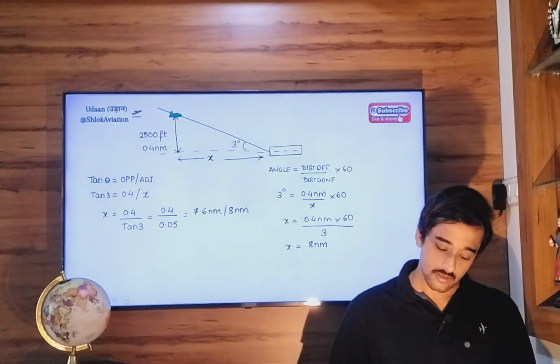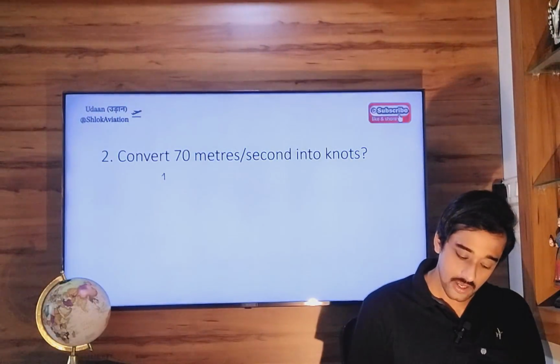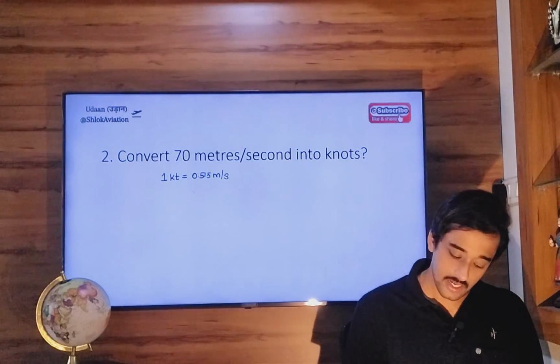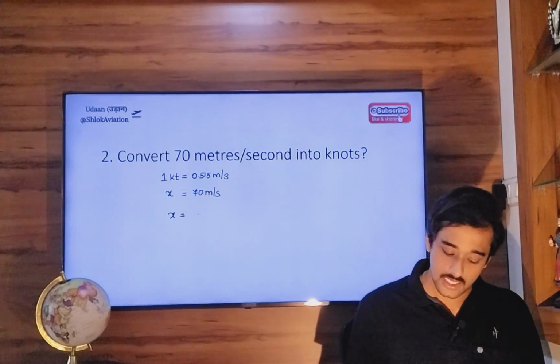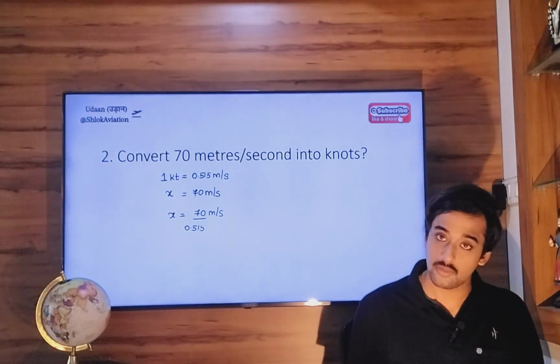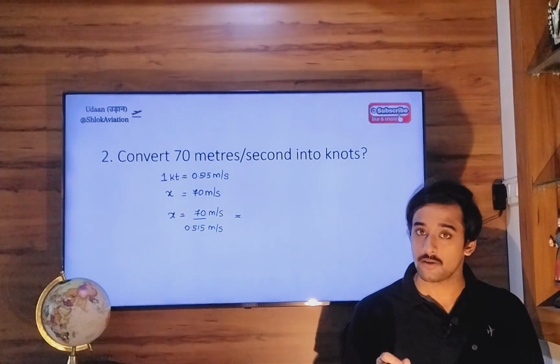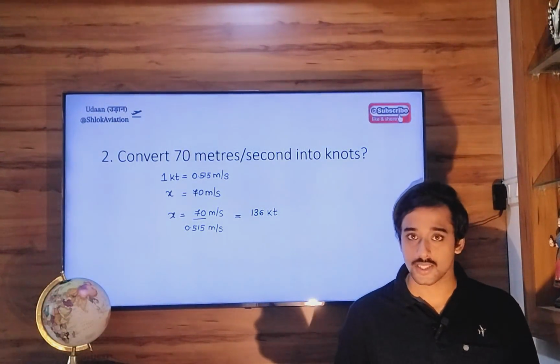Next. Convert 70 meters per second into knots. Now, we know that 1 knot equals 0.515 meters per second. So 70 meters per second will be equal to how many knots? Cross multiply: 70 meters per second divided by 0.515 meters per second. So 70 divided by 0.515 is 135.9, or approximately 136 knots.